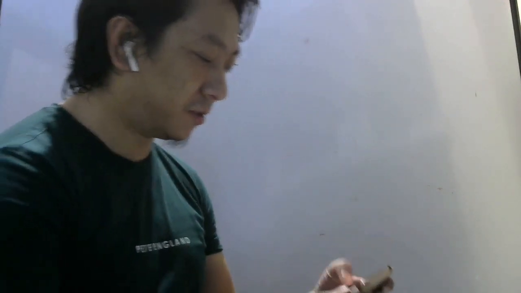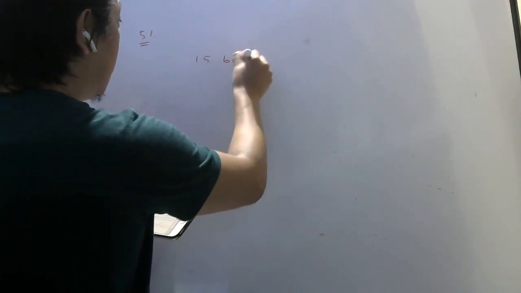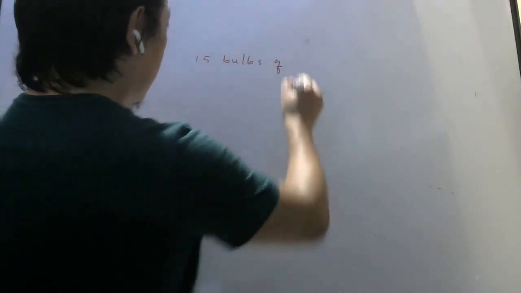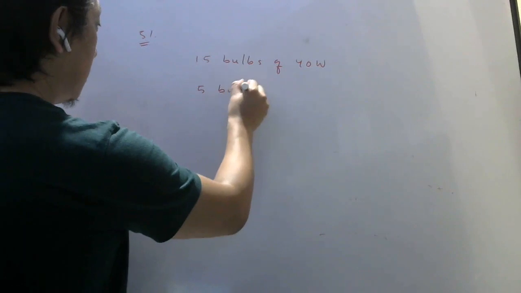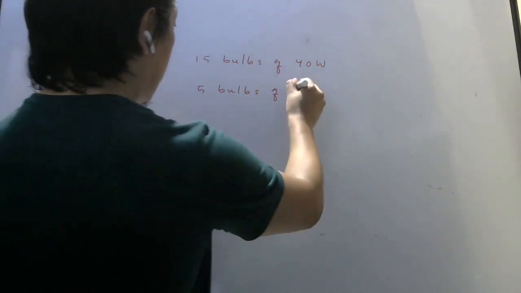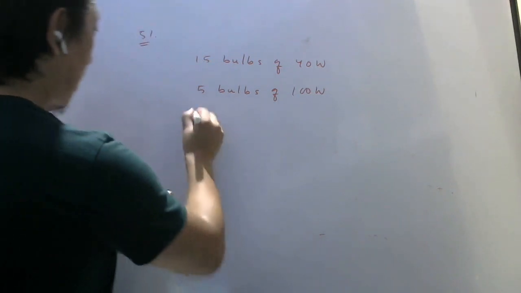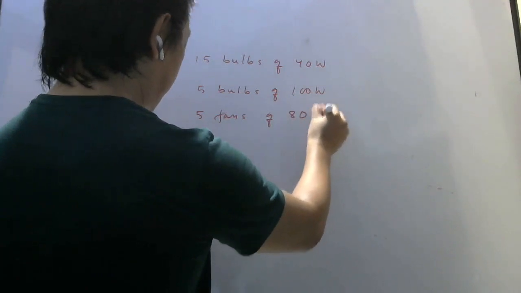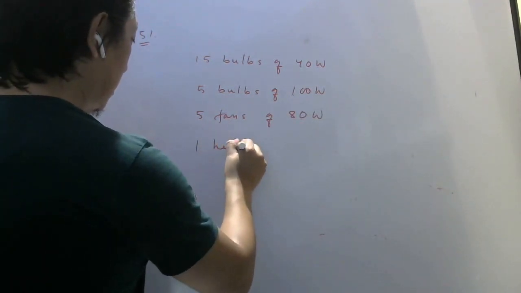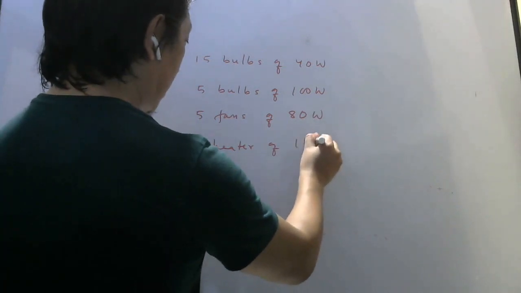Okay, direct question. It is based on power formula, current into voltage. So here they are saying in a large building, there are 15 bulbs of 40 watt and 5 bulbs of 100 watt, 5 fans of 80 watt and 1 heater of 1 kilowatt.